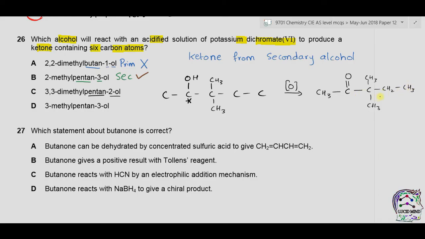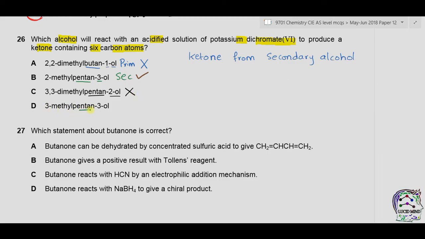Now in the product we have 7 carbon atoms, so therefore C is incorrect. Part D, we have 3-methylpentan-3-ol. So we have 5 carbon atoms as it is pentane. On the third carbon atom we have an alcohol group attached. On the third carbon atom we also have a methyl group attached.